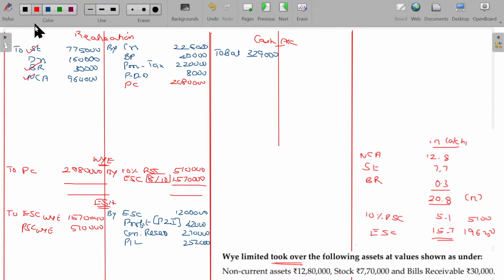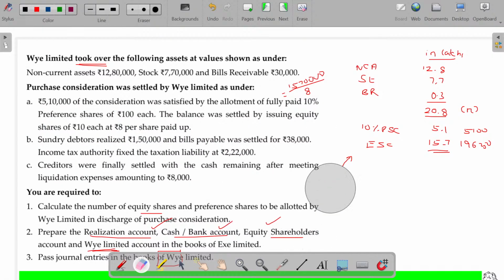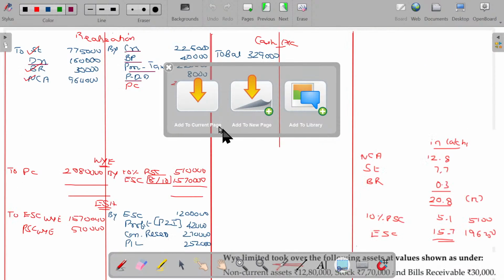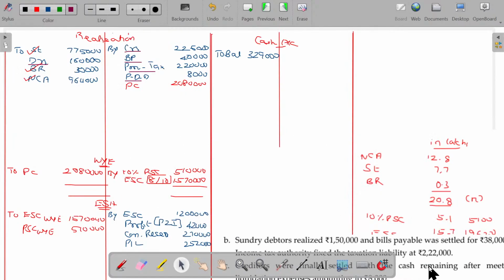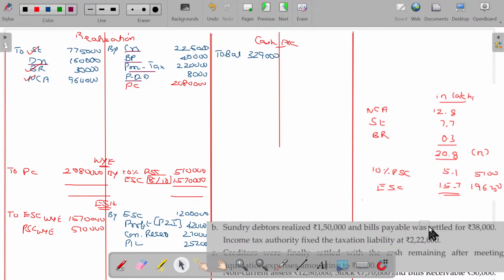Now, what about the other leftover assets? Debtors, along with the creditors, bills payable, provision for doubtful debts, and PDD. As these assets and liabilities are not taken over, they should be settled outside. So for that, the information is given here. Okay, this part, B and C. These are the two items going to be incorporated here. Clear? Let me incorporate these things.